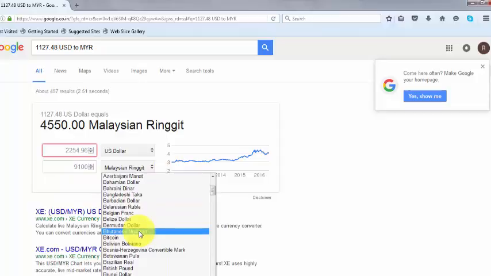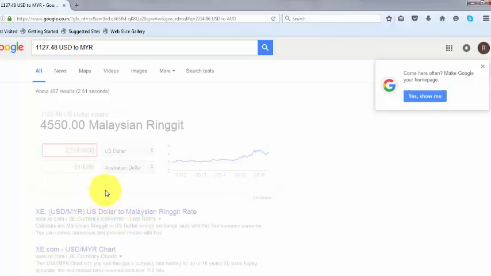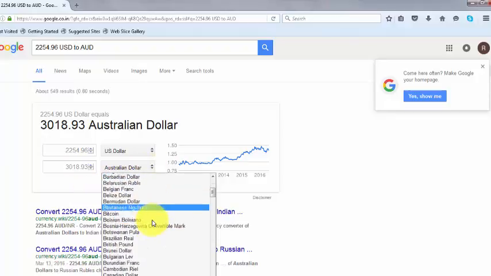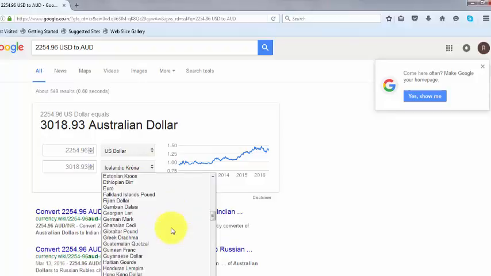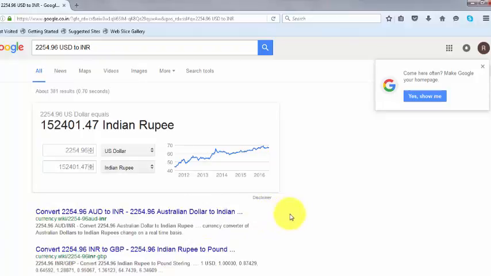Say in another currency, let's say Argentine peso or Australian dollar. You can go here and check. You have to deposit 3,018.93 Australian dollars for the $2,000 package. Now if you go again with Indian currency, you keep on checking like this, and it will help you to deposit in a better way.